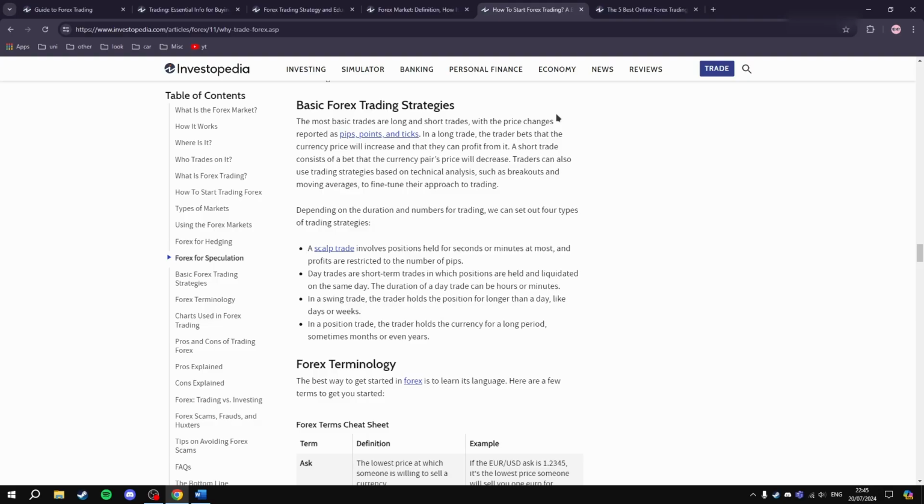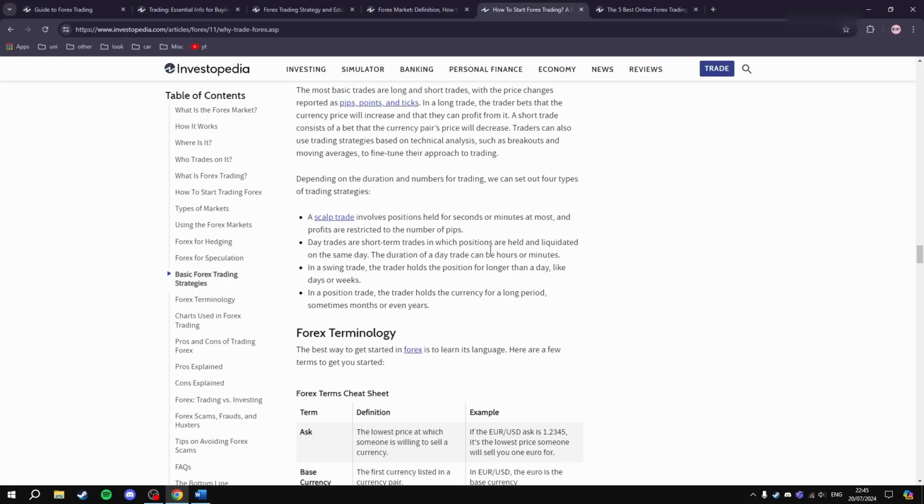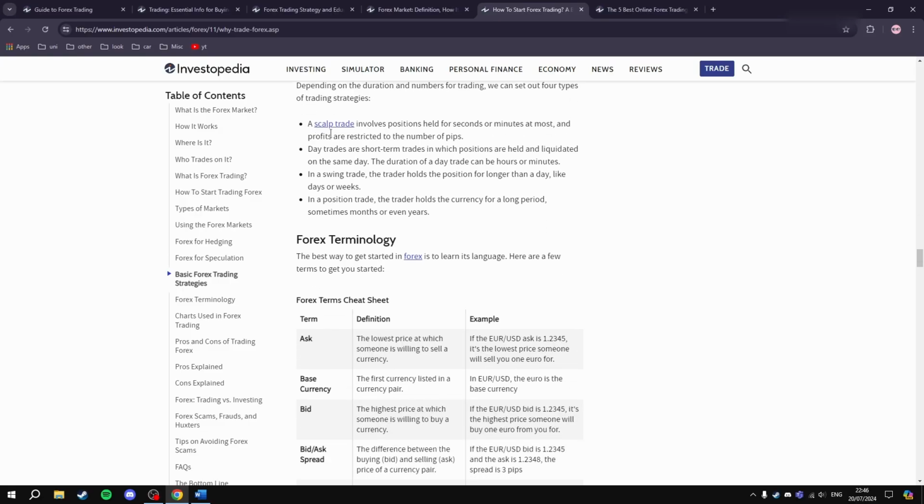Traders can also use trading strategies based on technical analysis, such as breakouts and moving averages, to fine-tune their approach to trading. Depending on the duration for trading, we can set out 4 types of trading strategies.